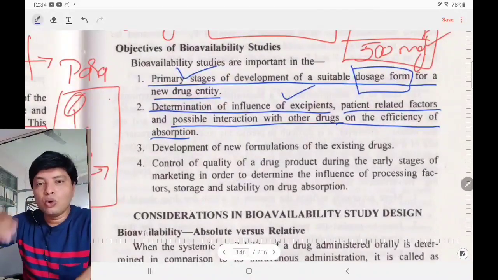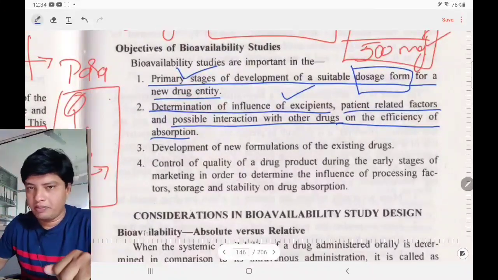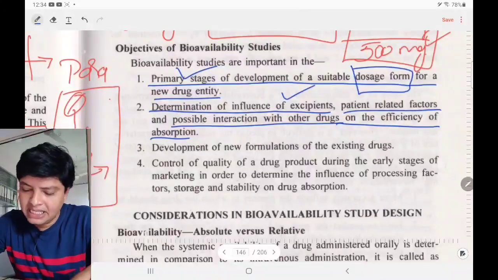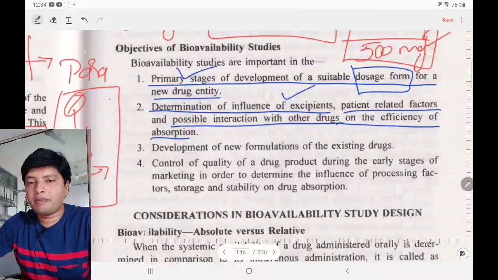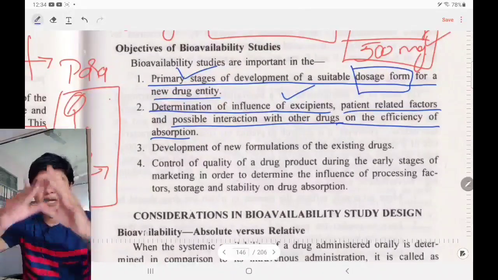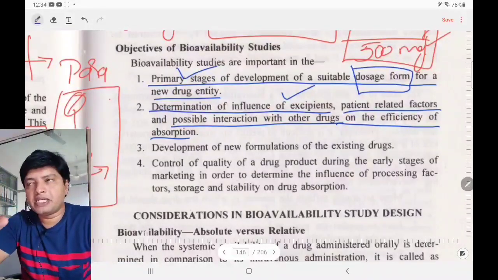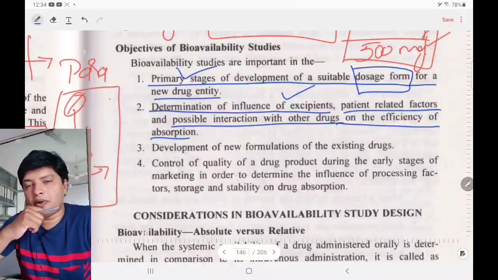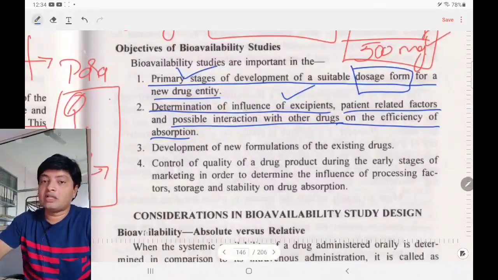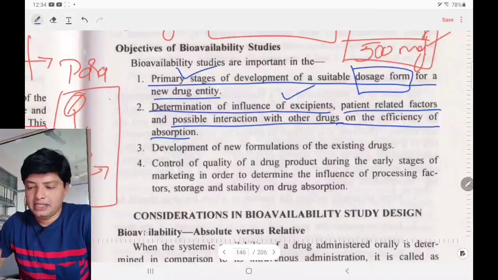I don't know that. To know what is the effect of excipient on drug absorption, we conduct bioavailability study. The second point is patient related factors. Let's say my dosage form is good, my drug is good, everything is good, I designed a good dosage form. If I give it to any one patient, the drug absorption is not proper. I want to know what is the reason there. So to know the patient related factors for drug absorption, I need to conduct bioavailability studies.